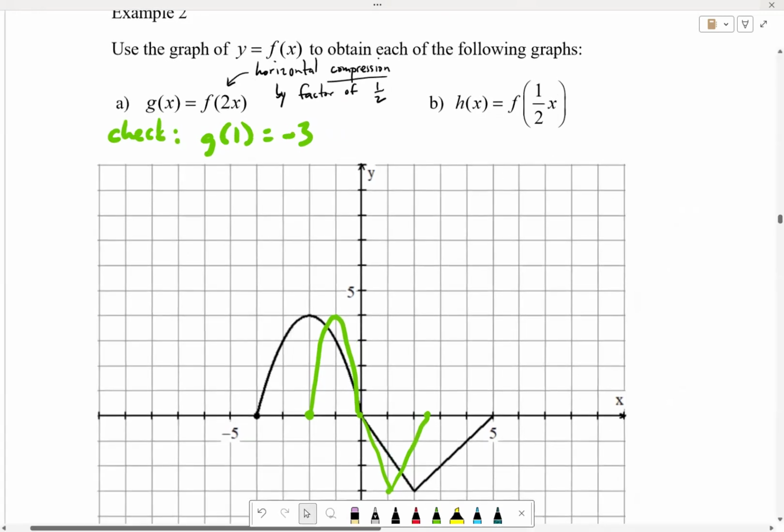Let's talk about h of x. This one is a stretch by a factor of 2. I'm going to do this one in red. So that negative 4 comma 0 is going to go to negative 8 comma 0. I'll let you do the rest.